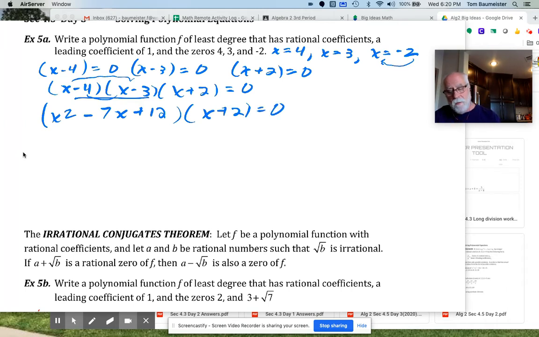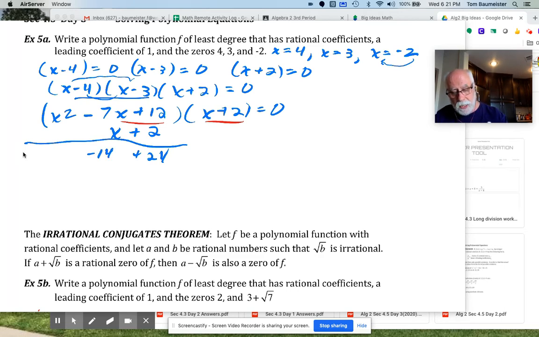All right? So now remember, one of my suggestions to you was that we take this and move it over here. We're going to take our x plus 2 and put it down here and multiply the old-fashioned way, like an old 3-digit times 2-digit number. So 2 times 12, that's a plus 24. 2 times negative 7x is negative 14x. And 2 times x squared is 2x squared.